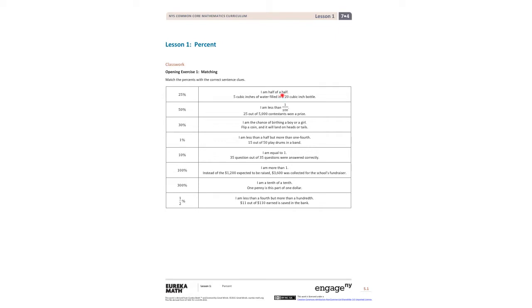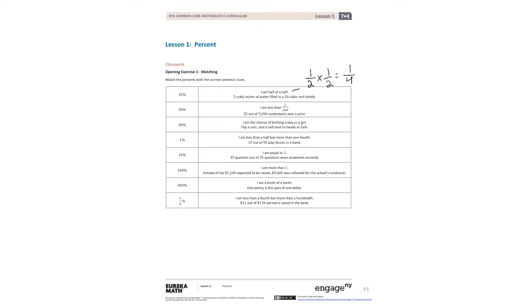I am half of a half. Or I am 5 cubic inches of water filled in a 20 cubic inch bottle. So we can look at this as that I am half of a half. So if I have half and a half, to figure out what that is, I'm going to multiply these together. When I multiply a fraction, I'm going to multiply my numerators together and then my denominators. So I know that 1 times 1 is 1, and 2 times 2 is 4.